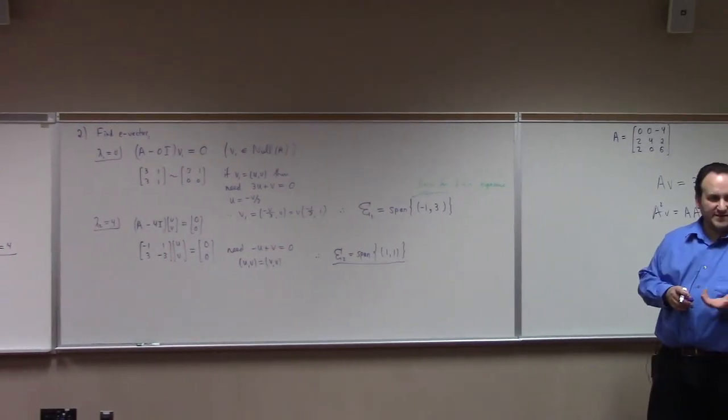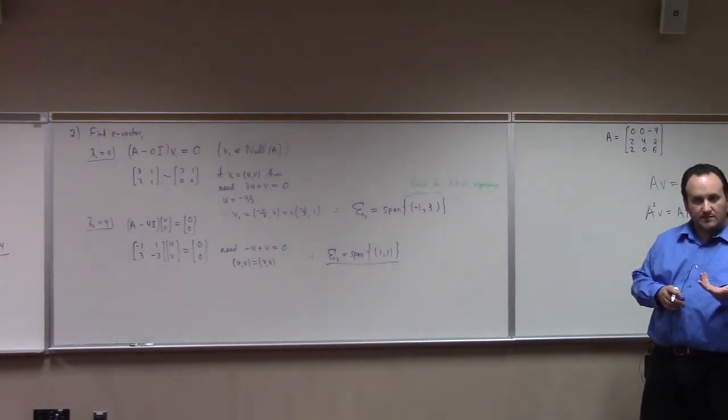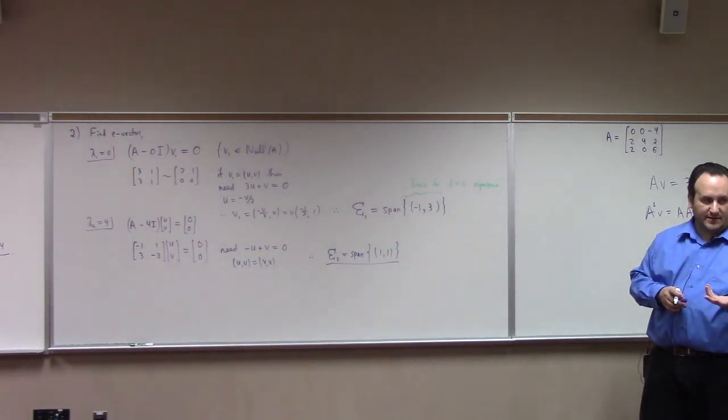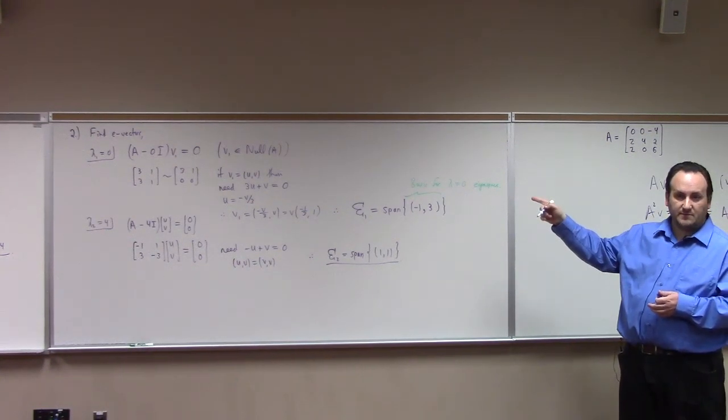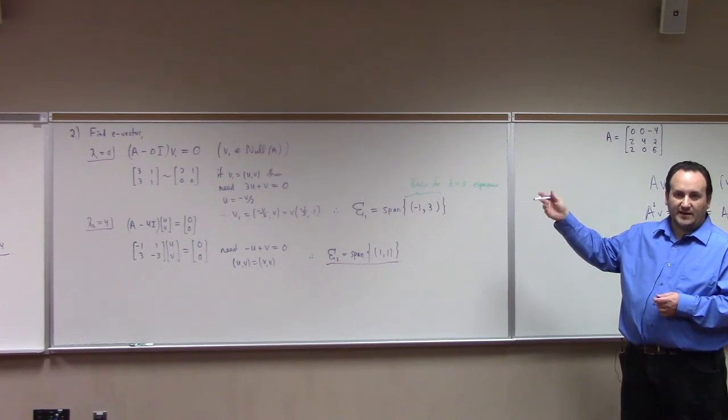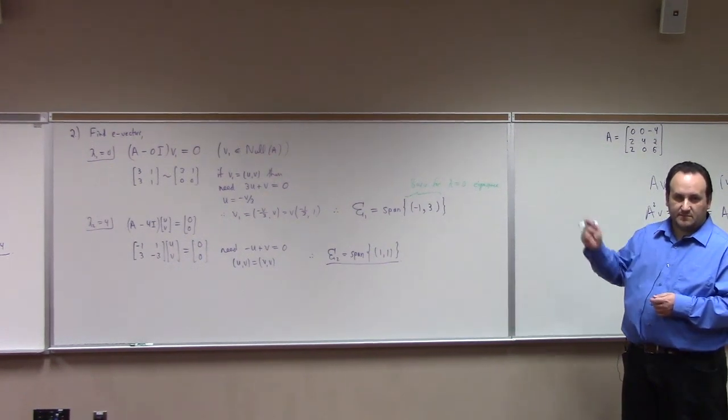But it's not the null space of the matrix itself usually. Usually it's the null space of an associated matrix, like A minus lambda times the identity. Now, in the first case, it actually was straight up the null space because lambda equal to 0 is an eigenvalue, right? How many eigenvalues can we have for a matrix?